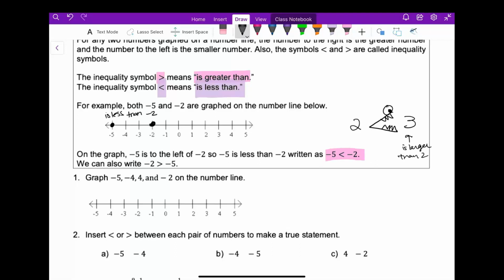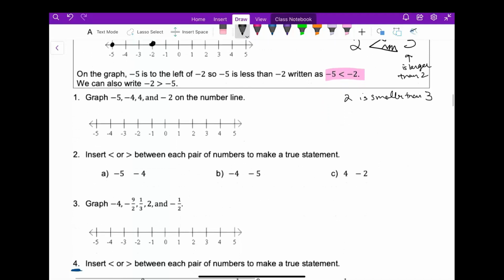A different way of reading this is from left to right, and then you can say 2 is smaller than 3. Both of these statements are exactly the same, and it's just the way that makes sense to you. Do you like 3 is larger than 2, or do you like 2 is smaller than 3? Ultimately, they're the same.